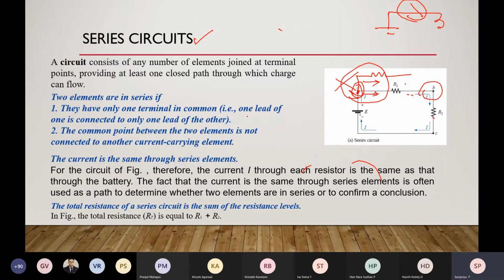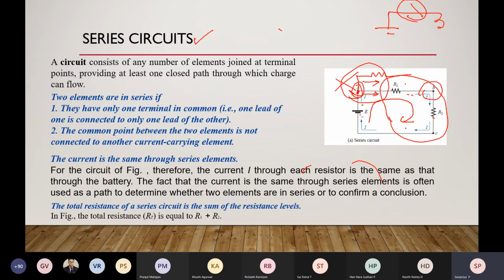Okay, so what is the series circuit? They have only one terminal in common, and the elements are connected in series. Now, what are the properties of the series circuit? This is forming a closed path, so we have the same current. Whatever the current is, the resistance is going to provide some opposition. The opposition to the current flow in the circuit depends on the total resistance.